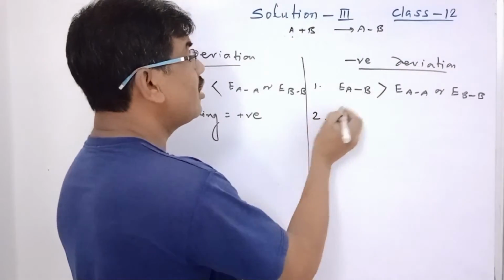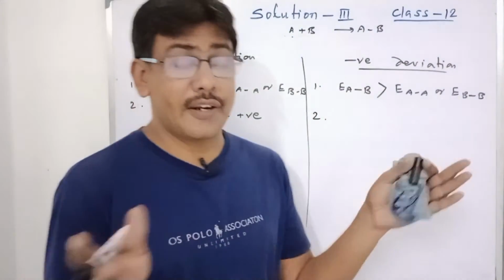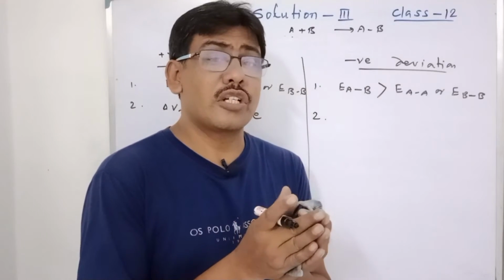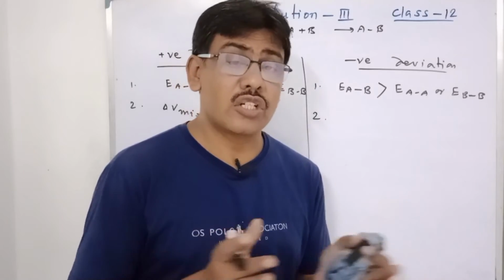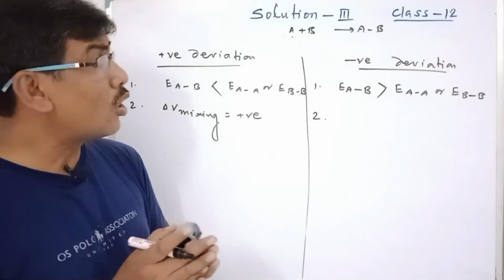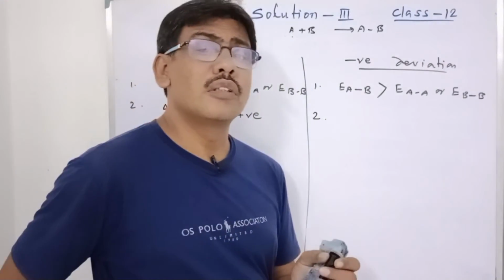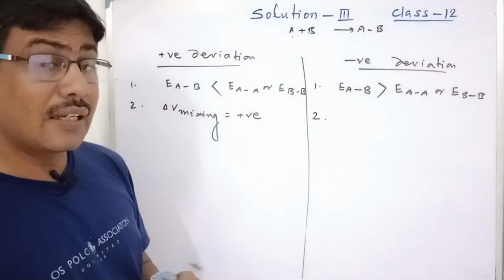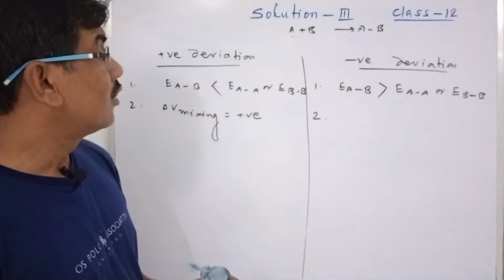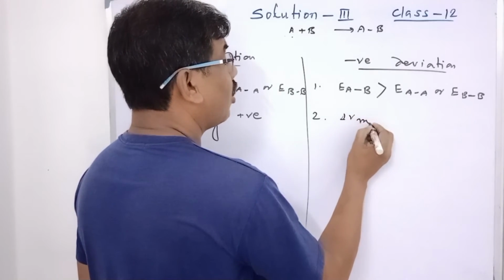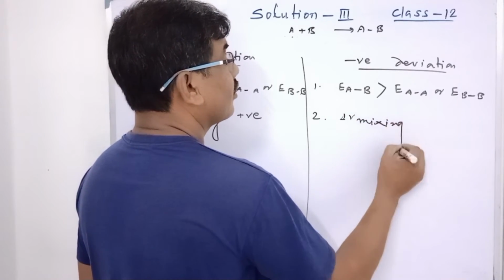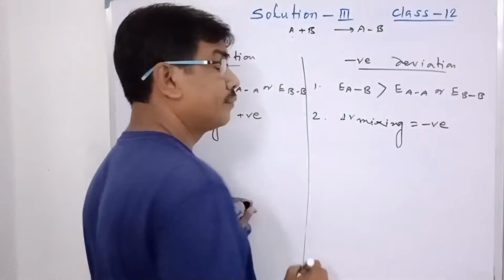For negative deviation, the intermolecular force of attraction is higher. If the intermolecular force of attraction is high, then a significant contraction occurs. That is, volume is lowered to some extent, and there is a negative change of volume. That is, delta V of mixing is negative.